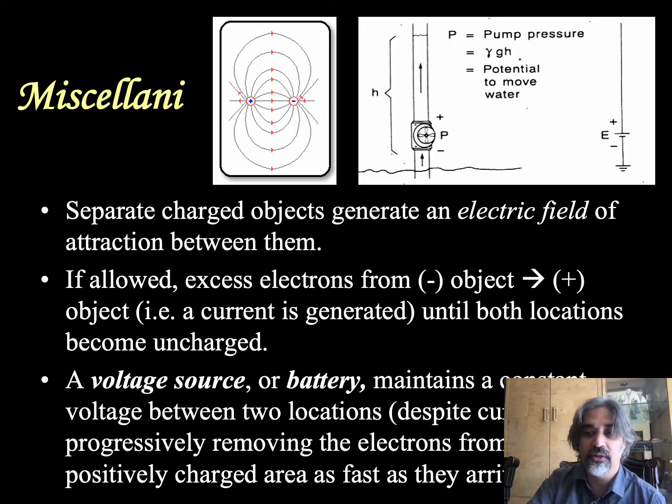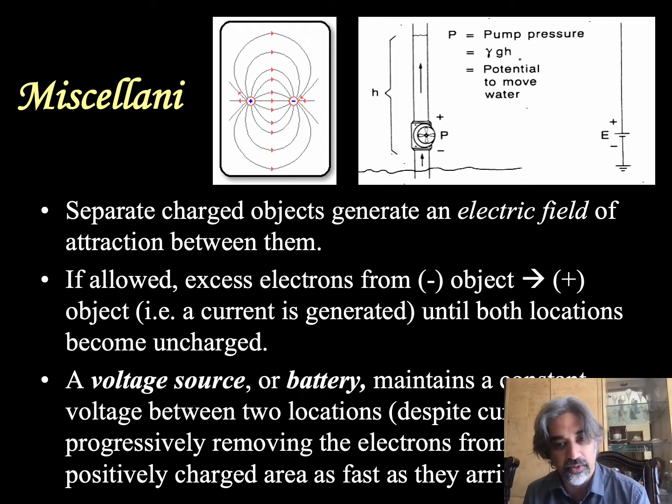A voltage source or battery maintains a constant voltage between two locations despite current flowing, by progressively removing the electrons from the positively charged area as fast as they arrived. A cathode replaces electrons, and an anode removes the electrons that have flown to it.